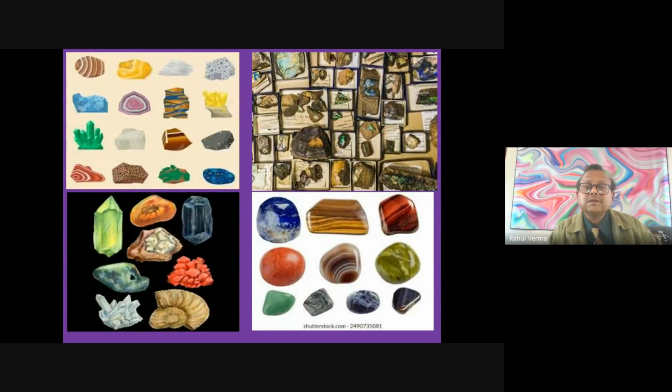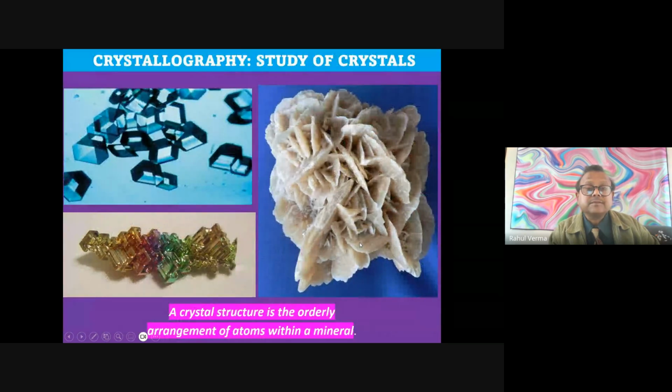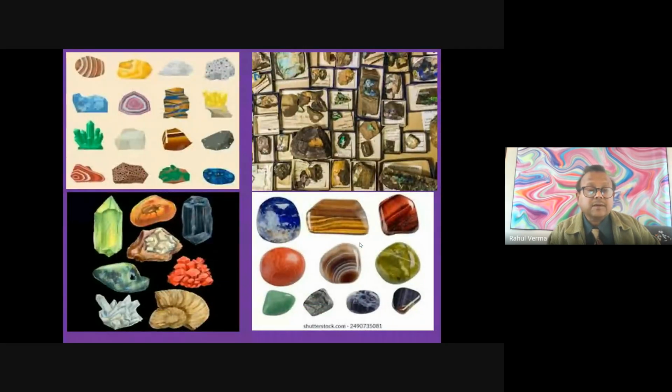Now you see, there are some pictures of different minerals. These kinds of minerals are used as gemstones. Now you see, this is pure quartz. Pure quartz is transparent, but when it has impurities like chromium or something, it becomes green.